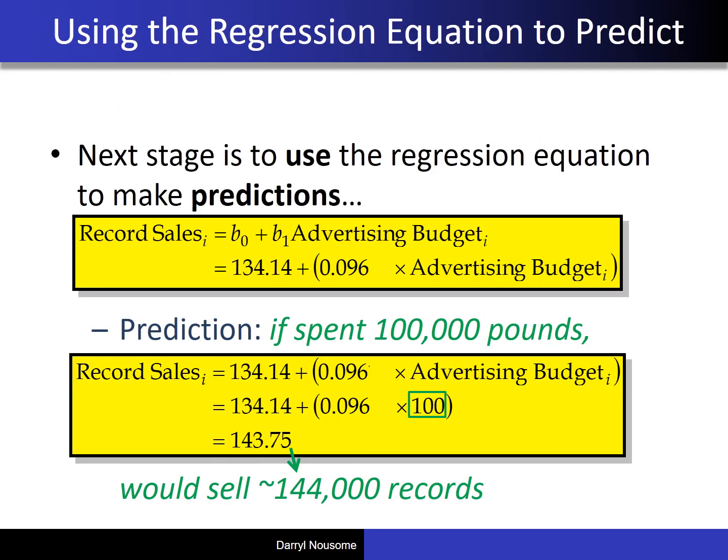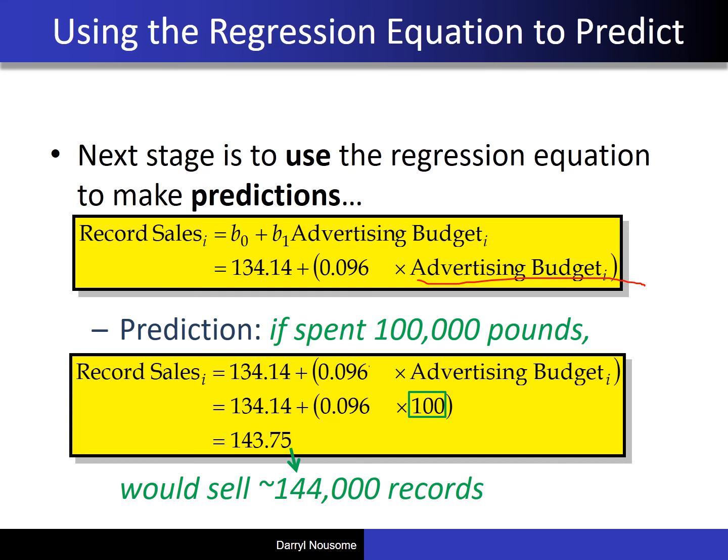So the last thing we want to do is use regression equations to predict. Okay, so remember the formula of how we wrote out y equals the intercept plus the slope. So what we would write is the intercept value, which was that 134.14, plus the beta for the advertising budget, which was 0.096. Okay, so that's times the advertising budget. So we can plug in any value that we want for advertising, right?